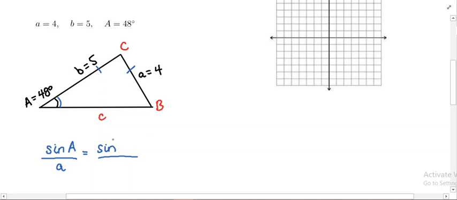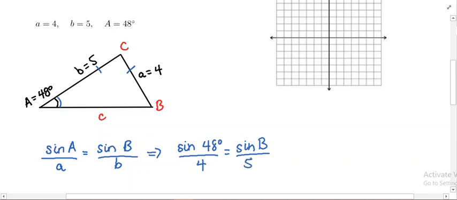Okay, we don't know anything about C, so if we had used sine of C over C here, we'd end up with more than one unknown. All right, so I'm going to plug in B here. This is going to tell us that the sine of 48 degrees over 4 is equal to the sine of B, that's our unknown, the angle B, over side length B, which is 5. So we're going to try to solve for angle B.